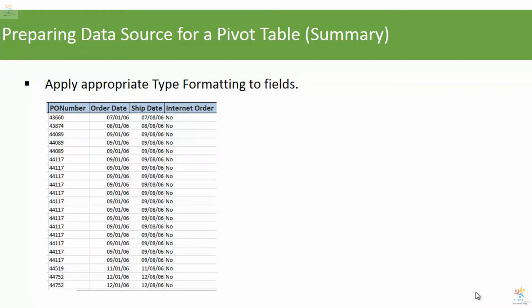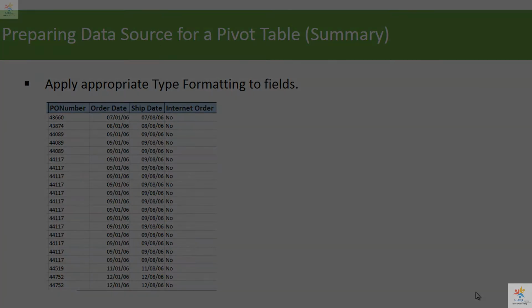If the data field represents dates, format the values in the data field as dates. If the data field represents numbers, format the values in the data field as numbers. So these are the common rules to prepare a dataset for an Excel pivot table. Remember and follow these rules.